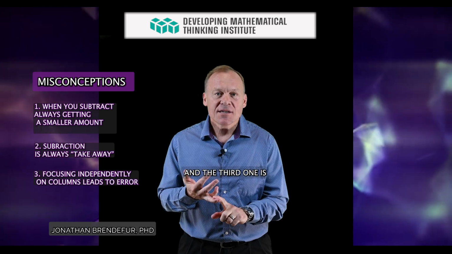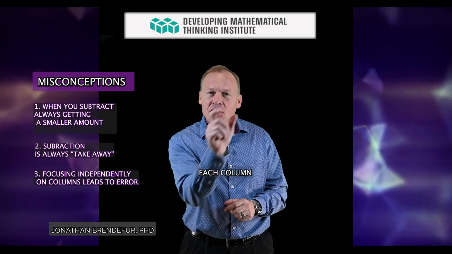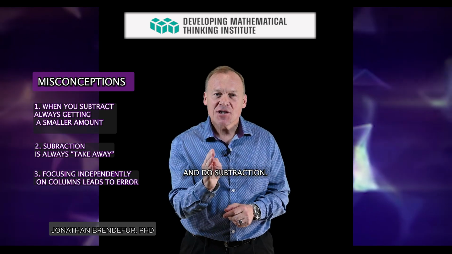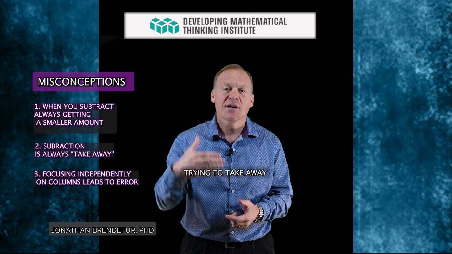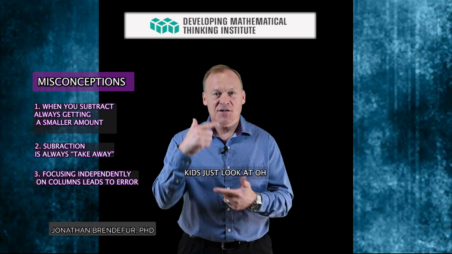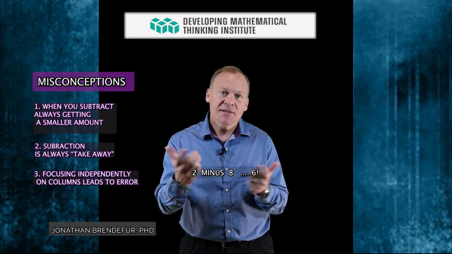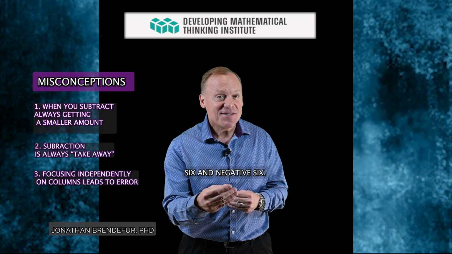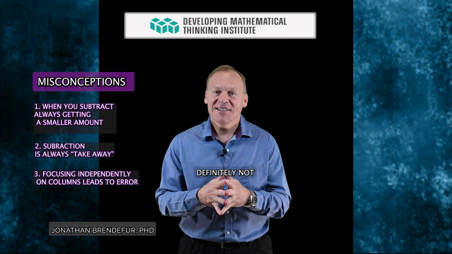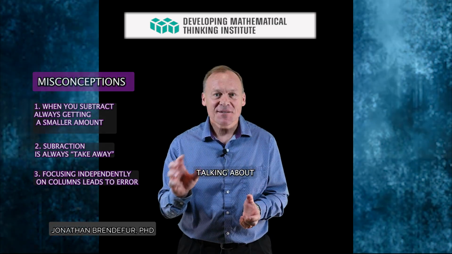And the third one is when we focus independently on each column and do subtraction, a lot of times students do it incorrectly. For example, when you have 2 ones and you're trying to take away 8 ones, kids just look at, oh, 2 minus 8, 6. And so that would be take away 6, a negative 6, but it's definitely not just 6 there. So we're going to be talking about some of these ideas here.